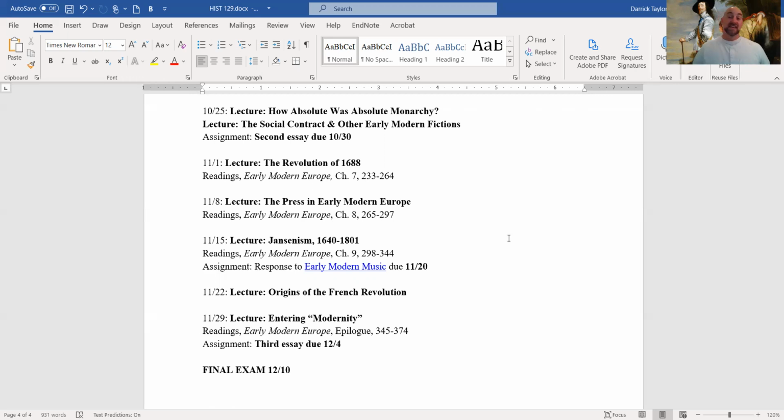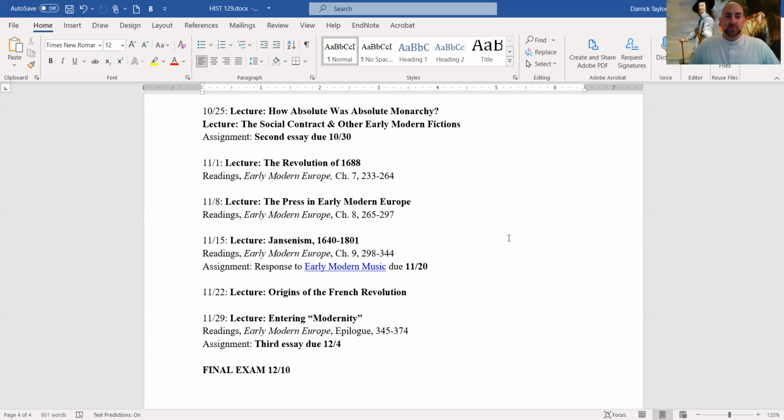And then go into November. Lecture on the Revolution of 1688 in Britain. This is a major turning point in the history of Europe. I'll give a broader lecture on the history of the press, the printing press in general, printing of books, the coming of printing and its impact, but also the development of a news industry in the early 17th and 18th centuries.